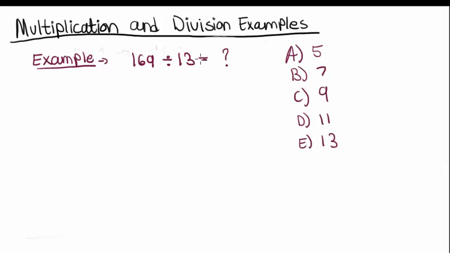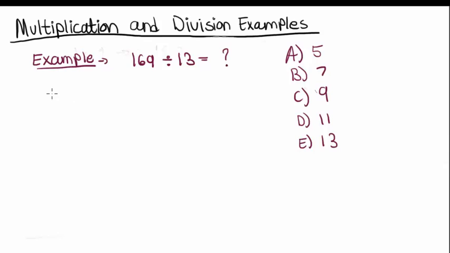So one of the ways you can do it is through the method of long division, which might take a long time. Or what you can do is that you can start out by picking the middle number, in this case 9, and multiply it by 13 to see how close you get with 169.